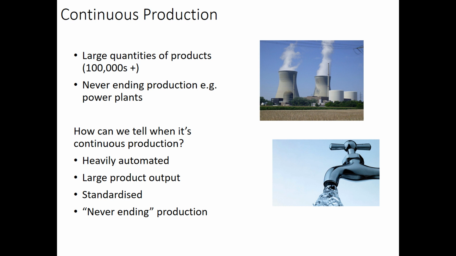Continuous production: this is where your production never ends. So it's where things like water and power, we always need them, they're always in high demand, they can never stop being produced. Heavily automated, there's a large product output, it's standardized, and the production is never ending, it's continuous.